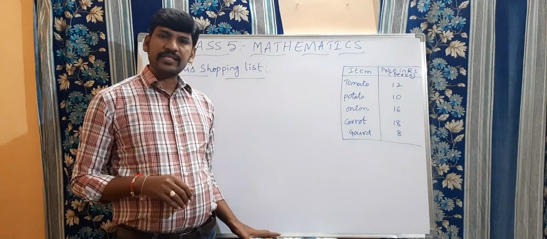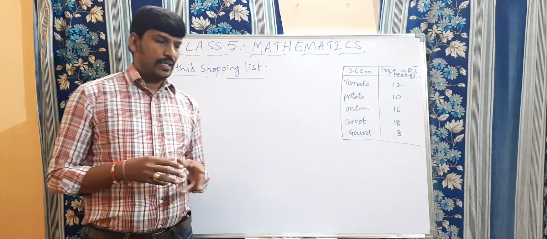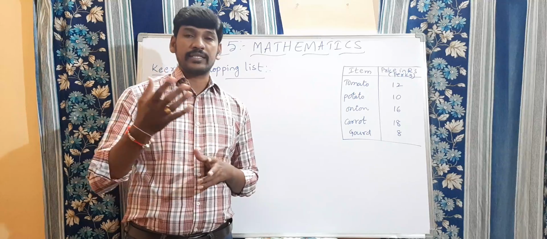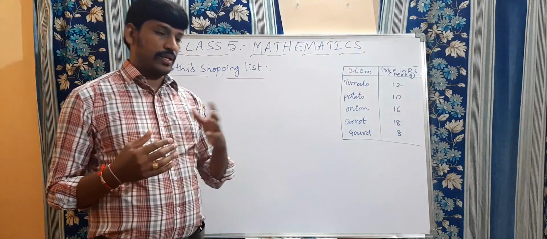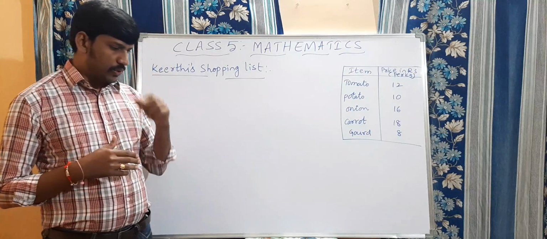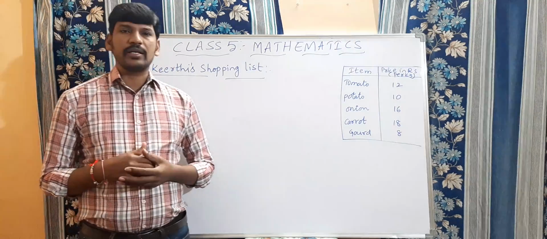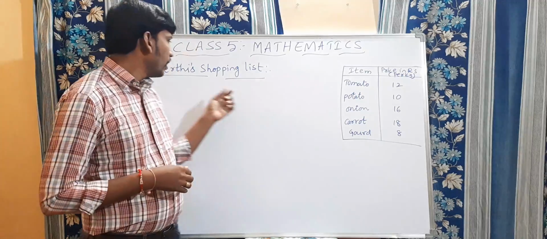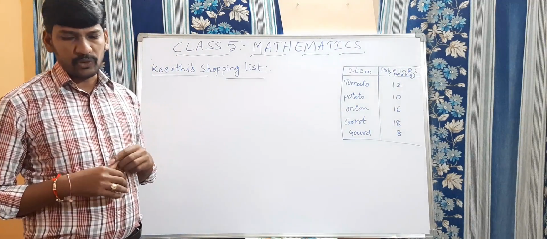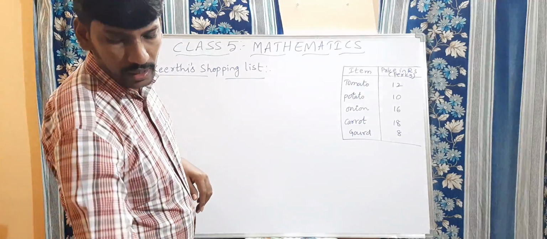In the previous session we discussed the Arnstein table, the school magazine, and Sleeping Beauty. Clear? Today we are going to move to the next concept in the same lesson, that is Kirti's shopping list. All of you open page number 69.